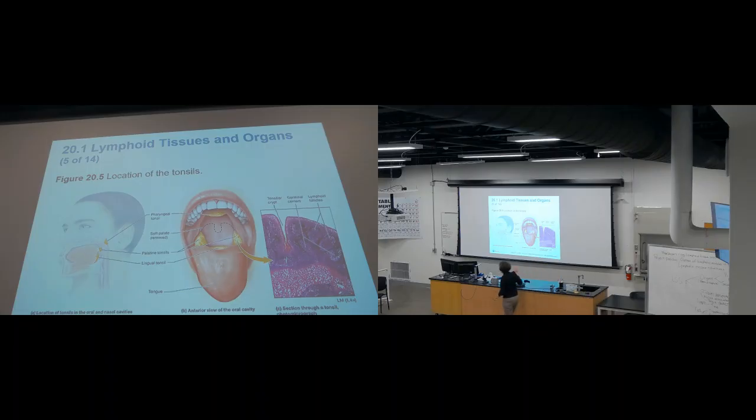Now, if you magnify one of these tonsils, you will be able to see these lymphatic nodules or follicles. So this is one lymphoid follicle, another one, and then in the center, you have the germinal centers. And this is a tonsillar crypt.